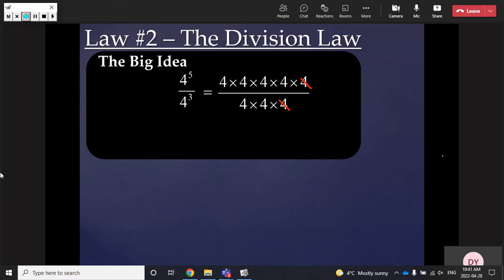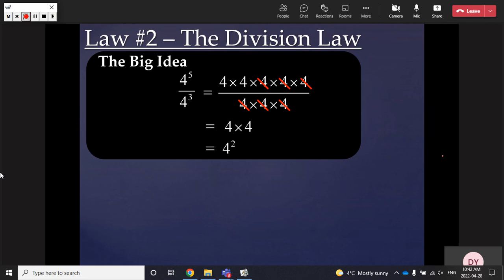And how about the next one? One more. Okay, now, what are we left with here? 4 times 4? Absolutely. And you say? 4 to the exponent, 4 to the power of 2.